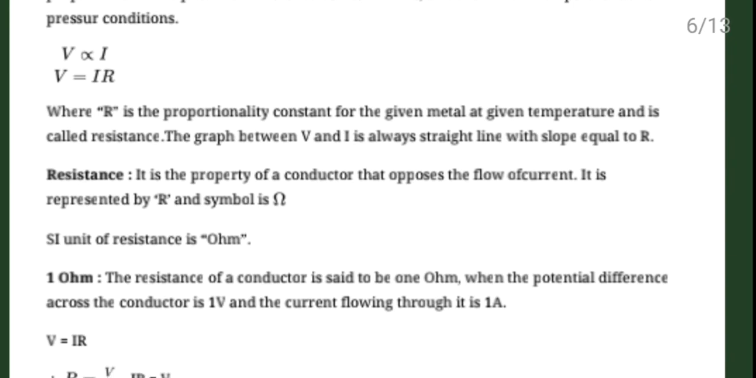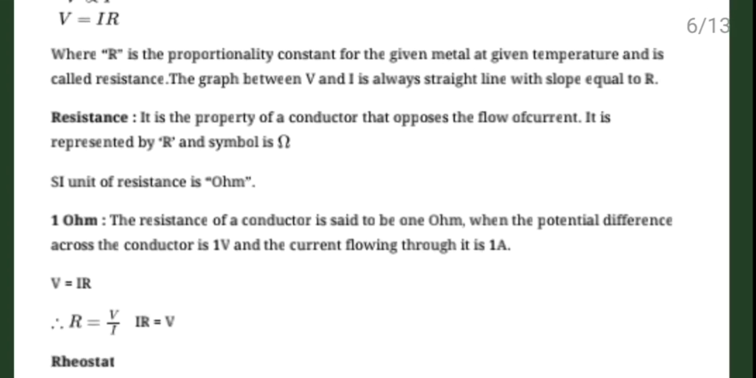Now the definition of 1 ohm. Using the formula V is equal to IR, we know I is equal to V by R. So the resistance of a conductor is said to be 1 ohm when the potential difference across the conductor is 1 volt and the current flowing through it is 1 ampere. So we get R is equal to V upon I, therefore IR is equal to V.